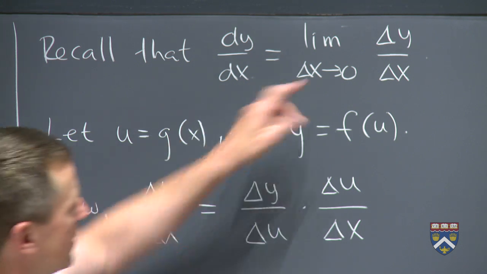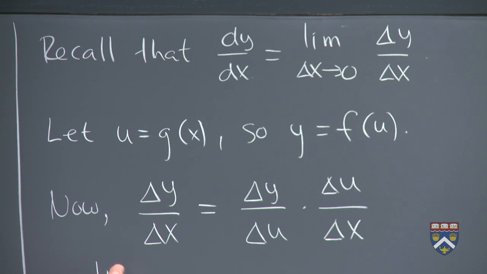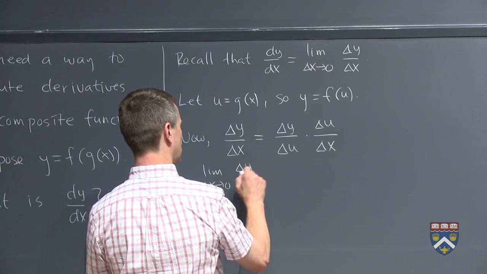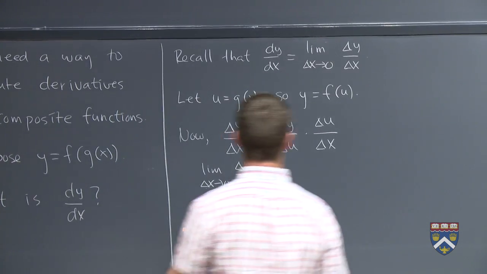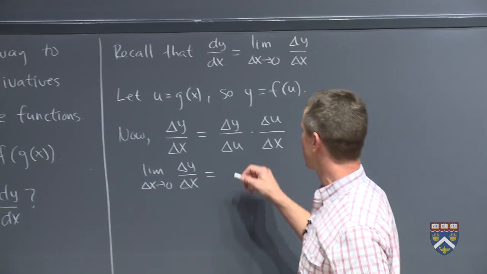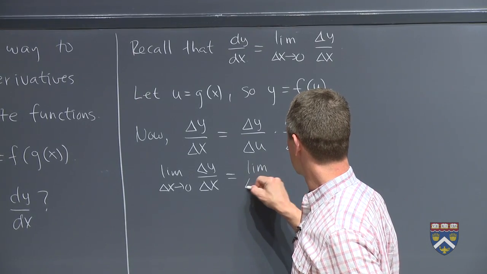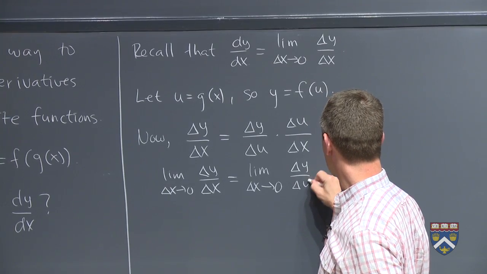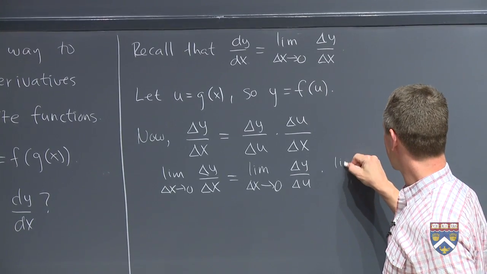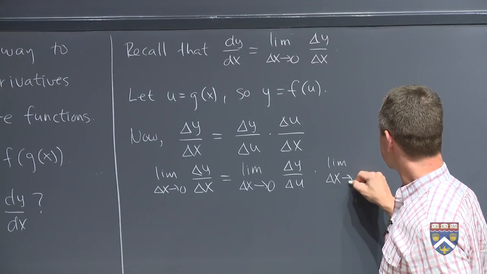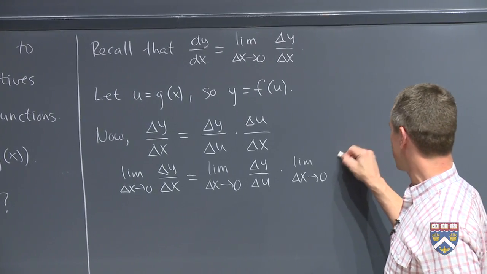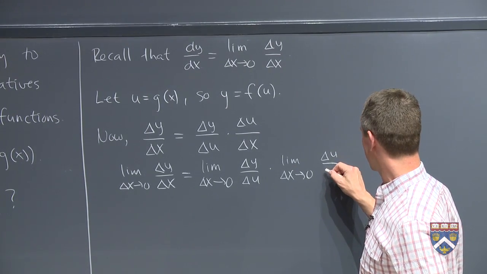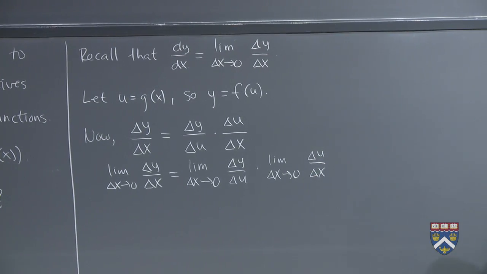But what I really want is a limit as delta x goes to 0. So I can take the limit as delta x goes to 0 of this fraction. But to be fair, if I take the limit of one side, I've got to take the limit of the other side as well to maintain the equality. So I have to take the limit as delta x goes to 0 there, and the limit as delta x goes to 0 here. And again, this is some property of limits about if the limit exists that we can do this to a product. I'm not doing anything illegal at all there.